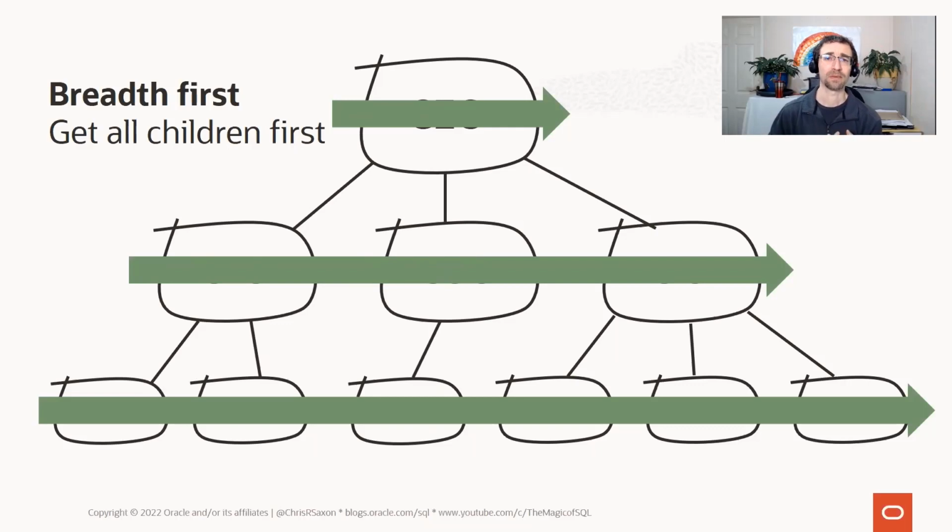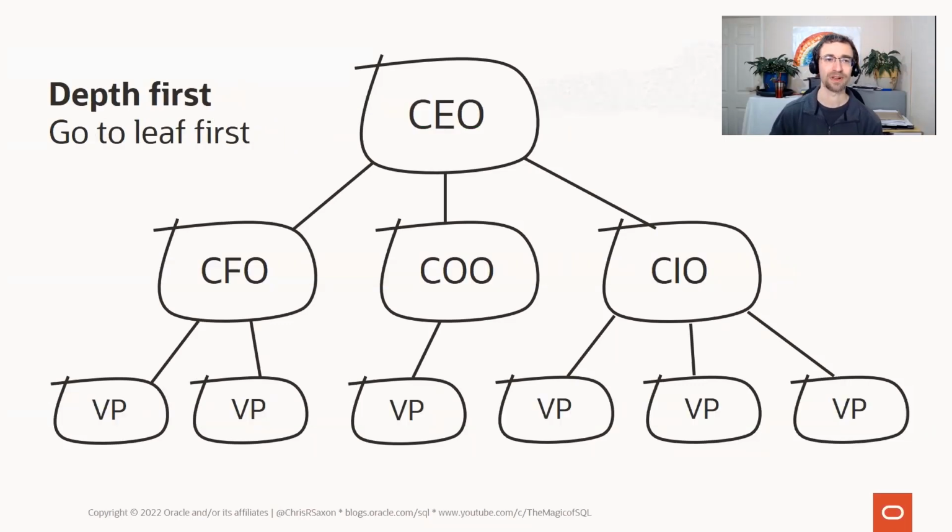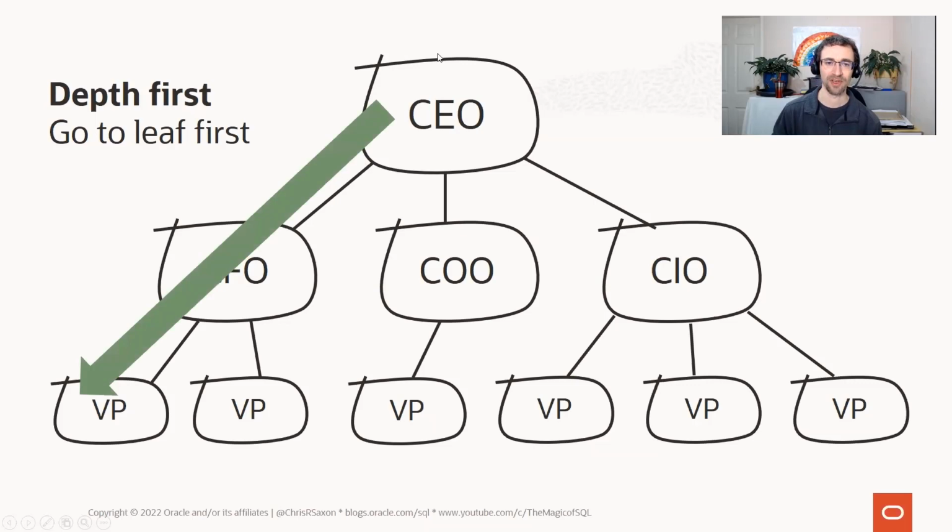Alternatively, we could do what connect by does by default and use depth first. This is where we go down as far as we can to find our nodes. So we'll start with the CEO, we'll access one of their children, CFO, and then we'll come down to the VP. So we'll go down like this. Once we've got to someone who has no direct reports, they're not a manager. VPs are almost certainly managers in the real world. I've only got 3 deep in this, just to keep it manageable, right?